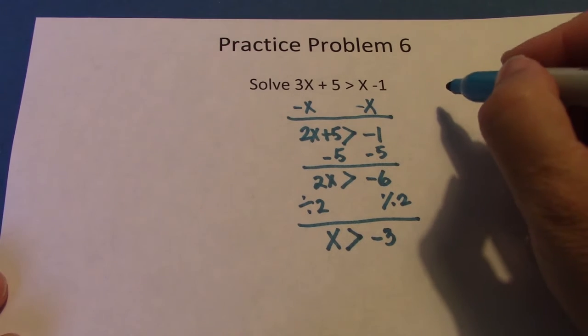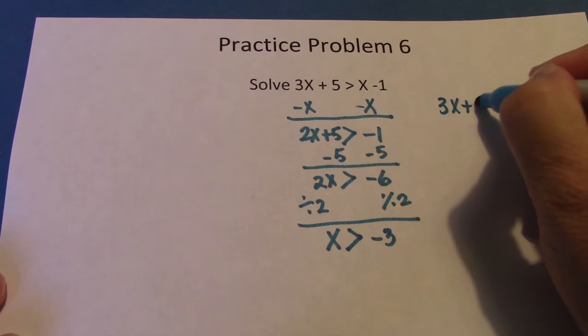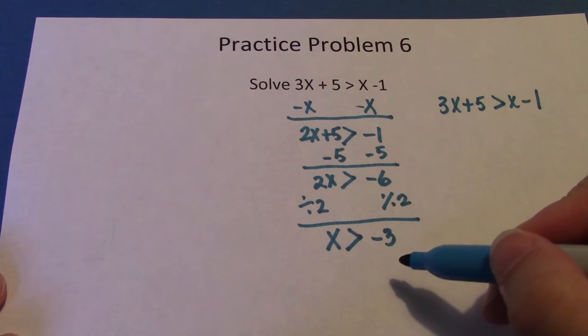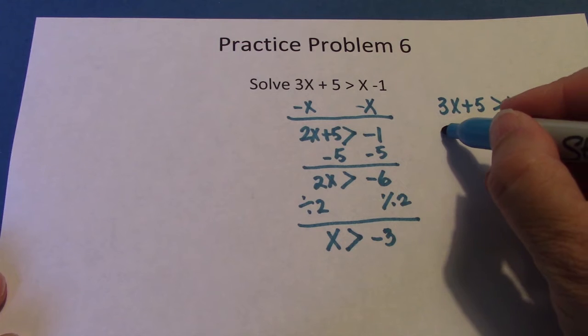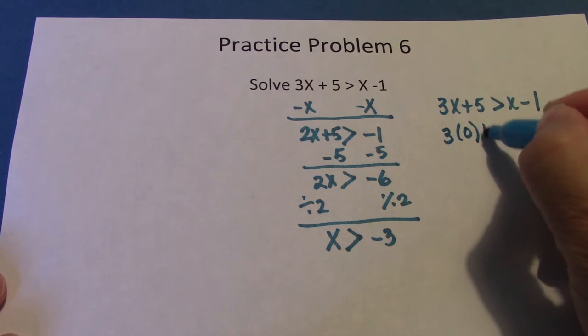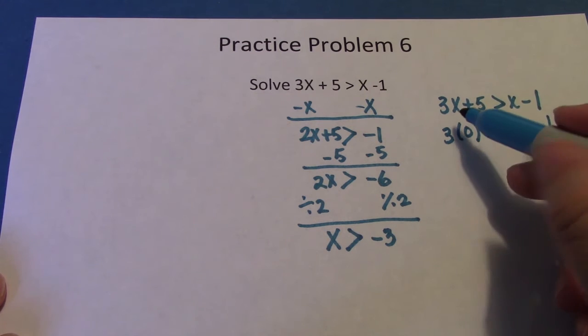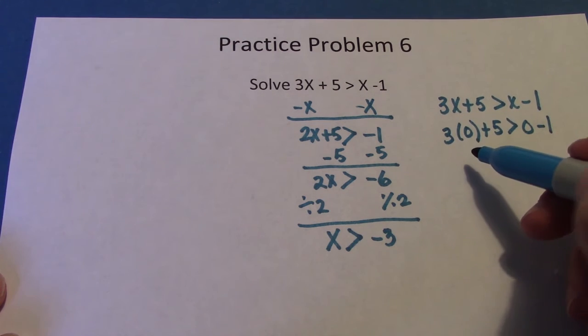Let's just check our work here. 3x plus 5 is greater than x minus 1. Choose a number that's greater than negative 3. How about 0? 3 times 0 plus 5 is greater than 0 minus 1. Every time there was an x, we've replaced it with a 0.